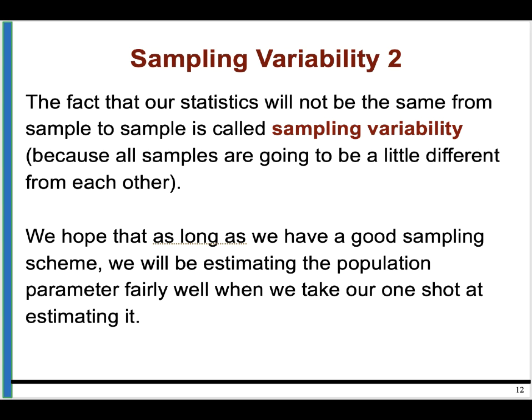So the fact that our statistics will not be the same from sample to sample is called sampling variability. And that just is a way of us explaining that we understand that all samples are going to be a little bit different from each other. But what we hope is that as long as we use good sampling schemes, when we are estimating the population parameter, we'll do it fairly well when we take our one shot at estimating. Our sample statistic is going to provide us the basis from which we create an estimate for a population parameter. And it's not always perfect, but hopefully we'll get pretty close.